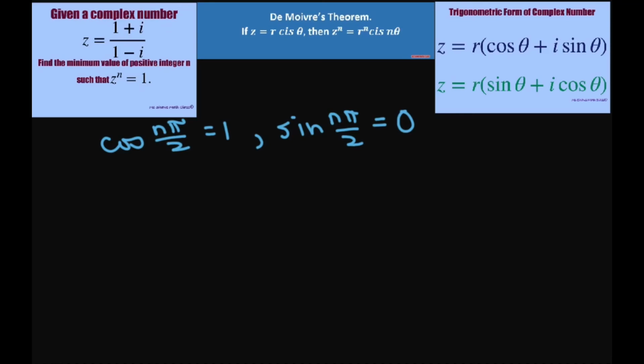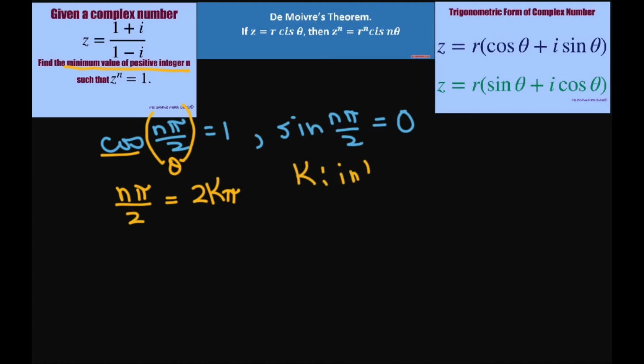All right, now again, we're trying to find the minimum value of the positive integer n. So basically, if we just look at cosine, we get n pi divided by 2 equals 2 pi, right? Because we want cosine of this theta to equal 1, it's going to be 2 pi times k. So therefore, this is for some k that's a positive integer.